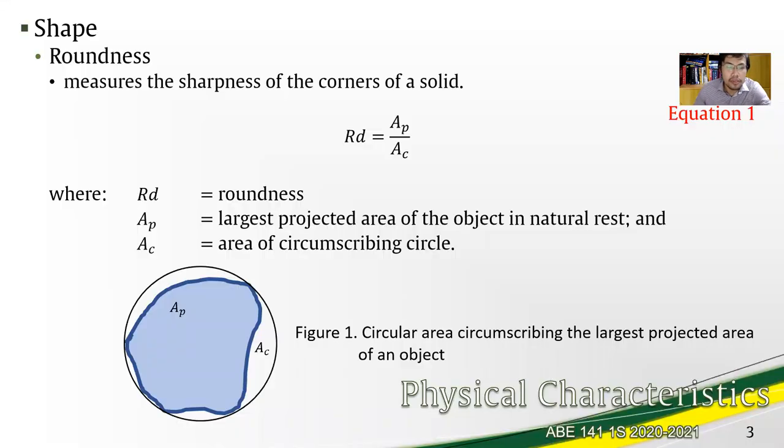Material shape is often indicated by roundness and sphericity, while the use of sphericity is typical of most grains. The roundness is particular to some fruit and vegetables. The roundness measures the sharpness of the corners of a solid. Equation 1 is used to do just that. We have here the projected area of the object in natural rest, no forces applied on the object, and then divided by the area of the circumscribing circle. So in figure 1, you can see the circular area circumscribing the largest projected area of the object.